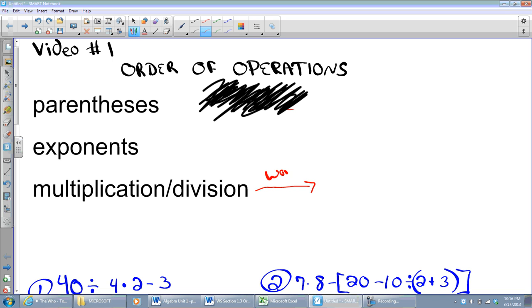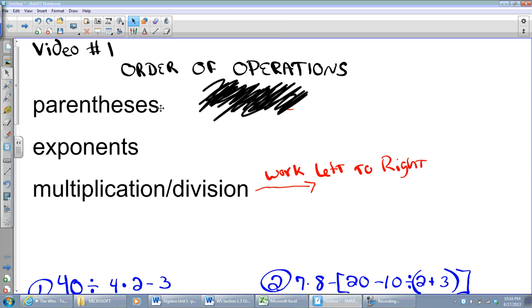We work left to right. This is just the way the order of operations is done. Everybody around the world does it the same exact way so that we all get the same answer. Sometimes people will try to make up their own way of doing it and they'll have trouble.